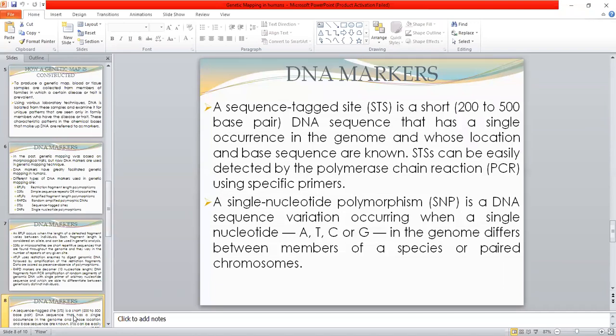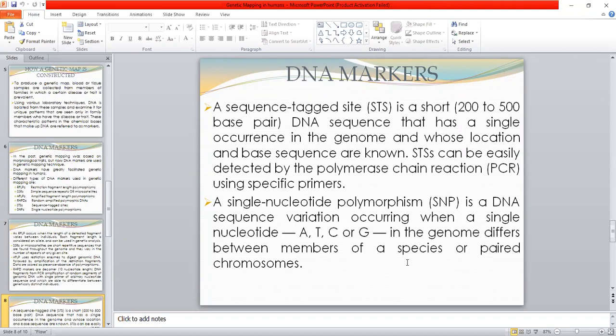But largely the DNA marker which is being used recently is the SNP, single nucleotide polymorphism. It is a DNA sequence variation occurring when a single nucleotide, such as adenine, thymine, cytosine, or guanine, in the genome differs between individuals of a species or paired chromosomes. So SNP has great resolution at the nucleotide level.